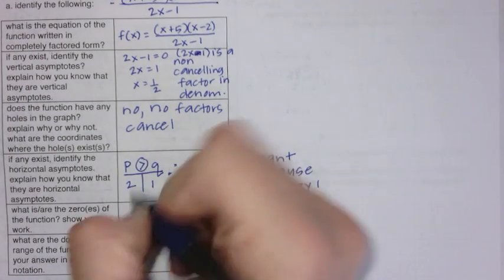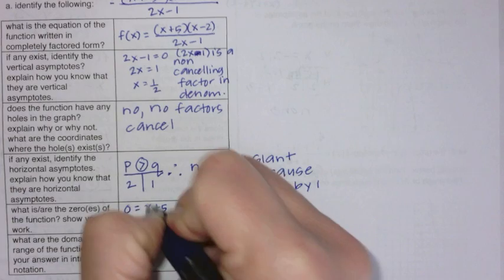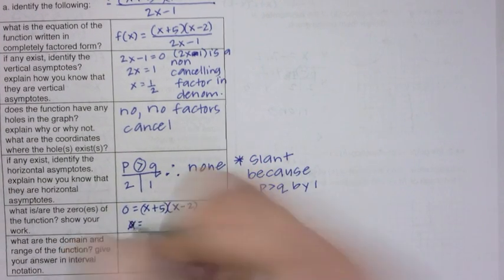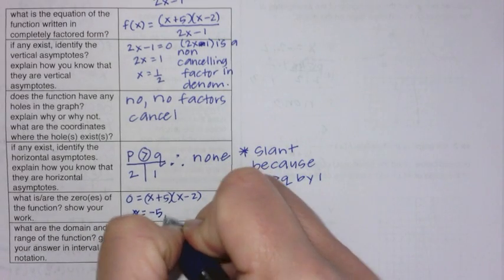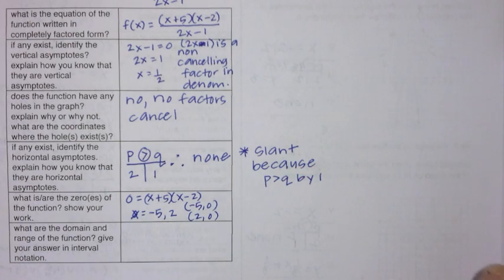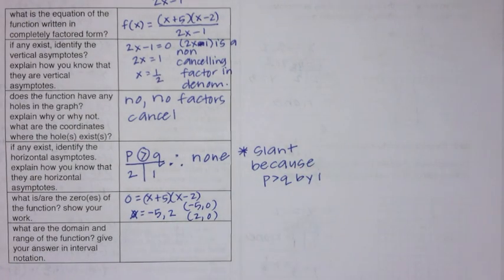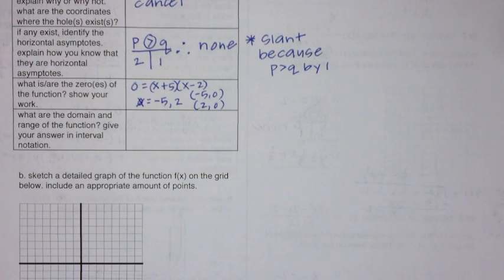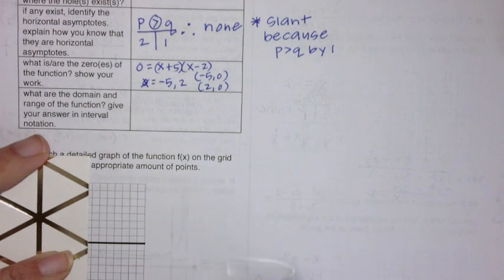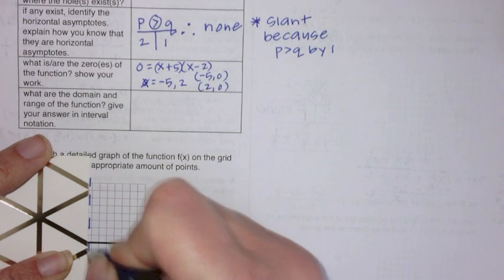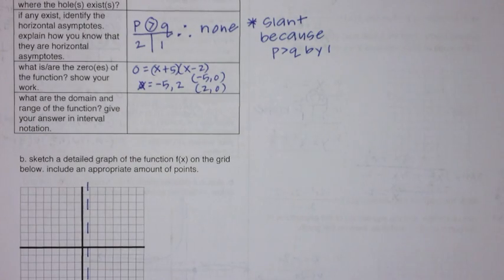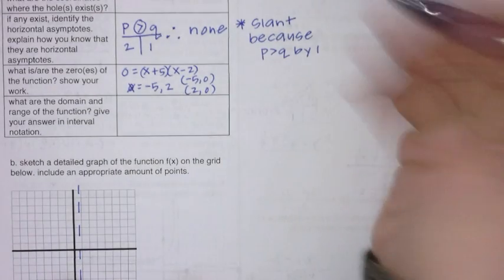What are the zeros? 0 equals x plus 5 times x minus 2, so x equals negative 5 and 2, so we have negative 5, 0, and 2, 0. And then domain and range. Again, I'm going to hold off on that till I get my picture. I already know it can't equal 1/2, but you know. So x equals 1/2 is here. It's asking us to sketch a detailed graph, and we did not figure out our slant yet, so let's go ahead and do that real quick so that we get that detailed graph.